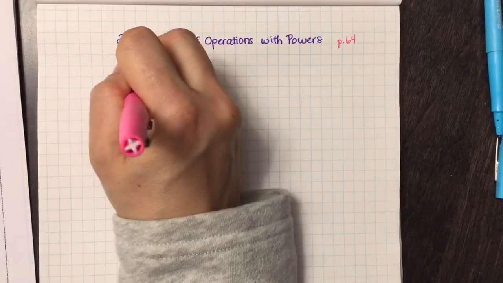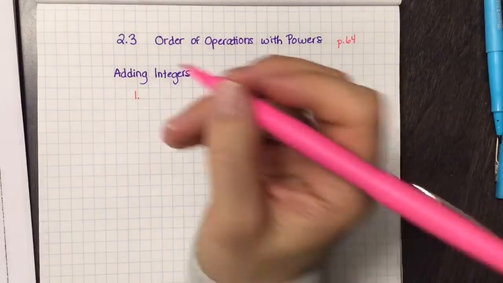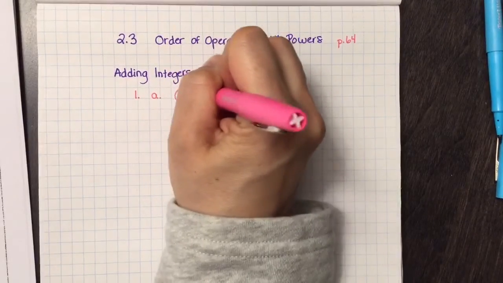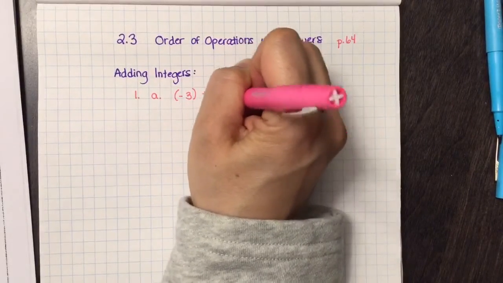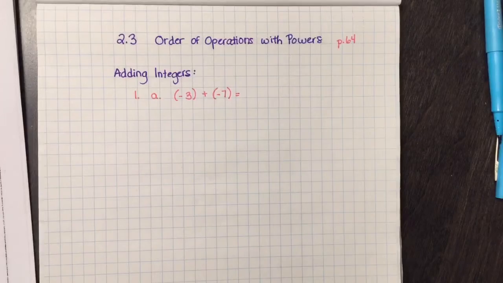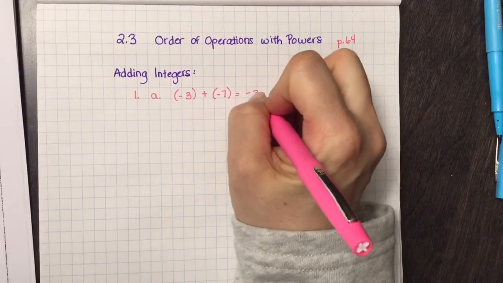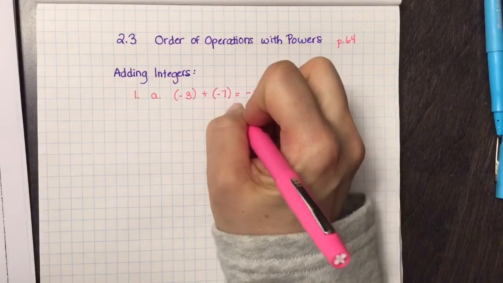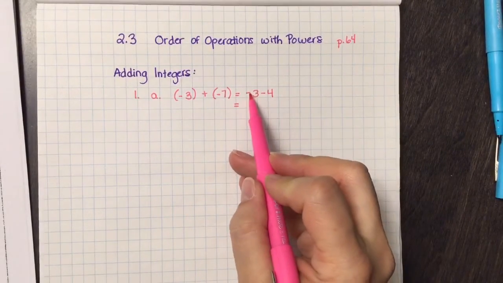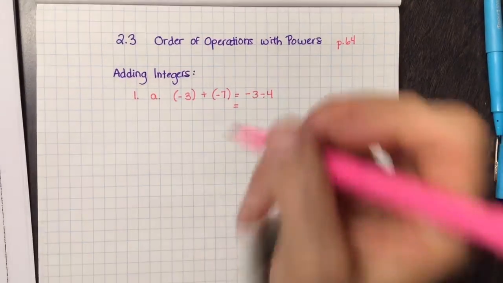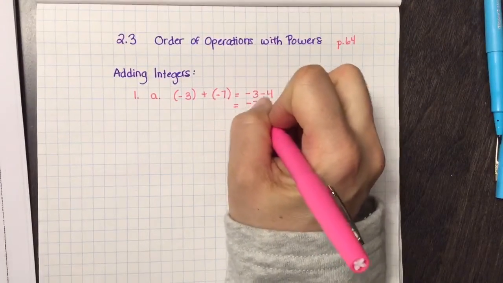Under the check, 1a says -3 plus -4. So what's the answer there? That's the same thing as saying -3 minus 4, and a negative subtract a negative makes an even bigger negative number, so that answer would be -7.